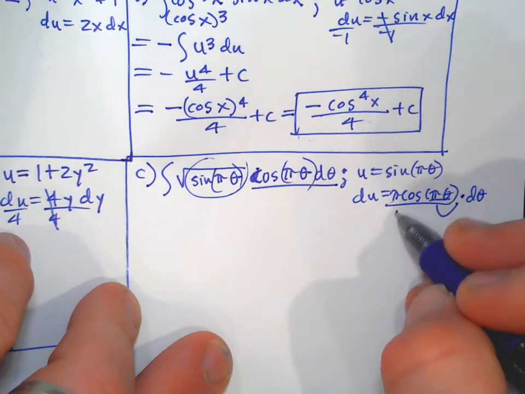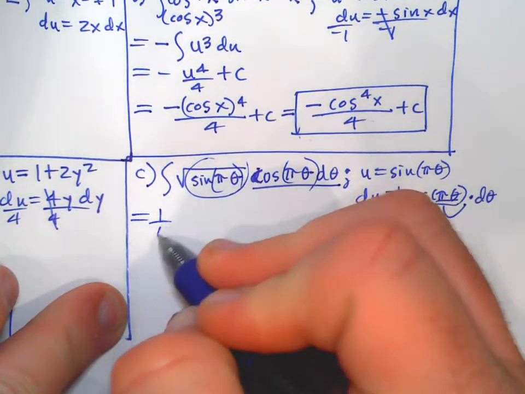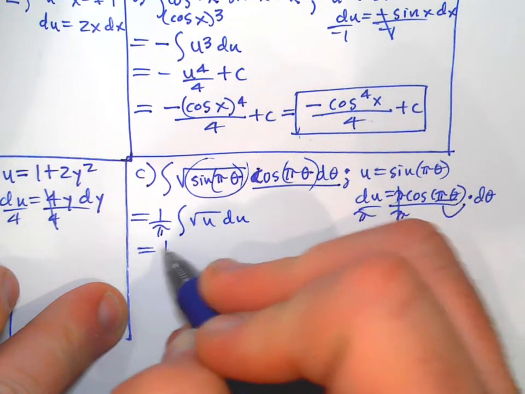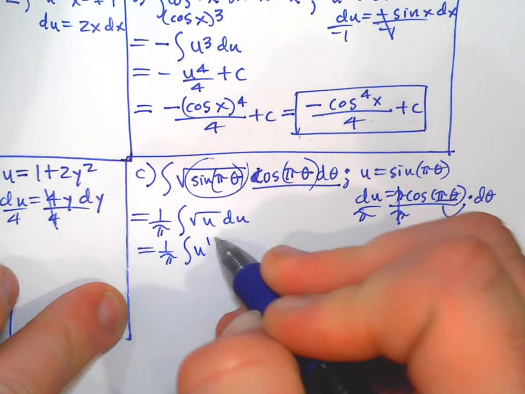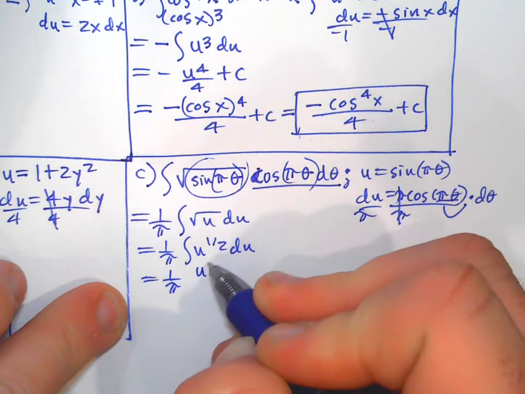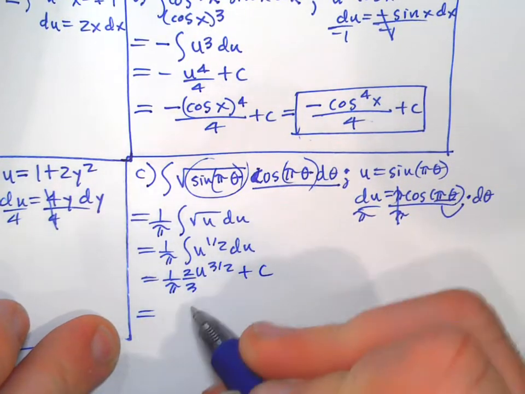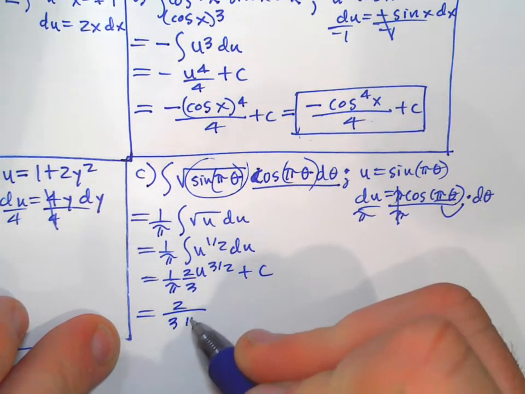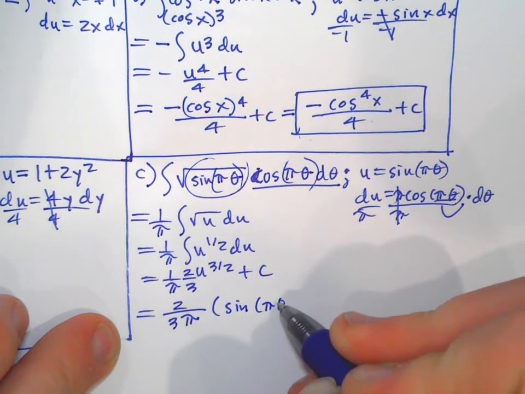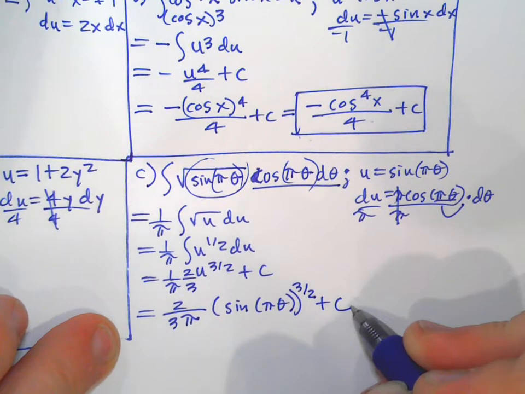Now, I want cosine pi theta d theta. I don't want the pi, so I'm going to divide the pi to the other side. When I rewrite it, it's going to be 1 over pi in front. It's just a number. Square root of u du, so 1 over pi times u to the 1/2 du. That becomes 1 over pi times u to the 3/2 divided by the new exponent, multiplied by the reciprocal, plus c. The final answer should be written in the original variables: sine pi theta to the 3/2 plus c.